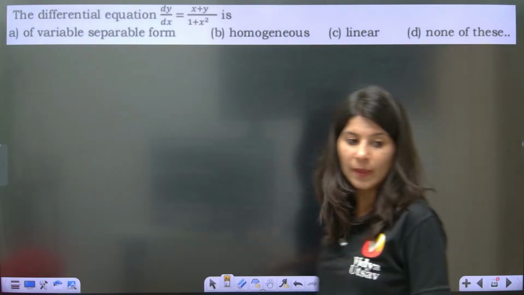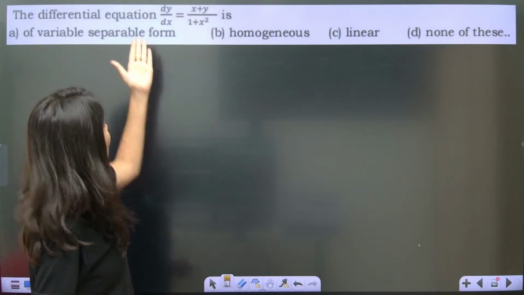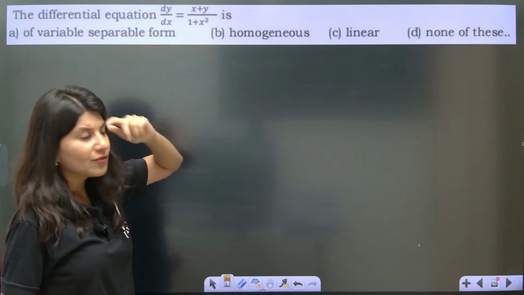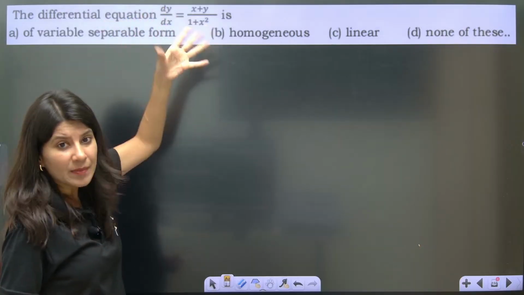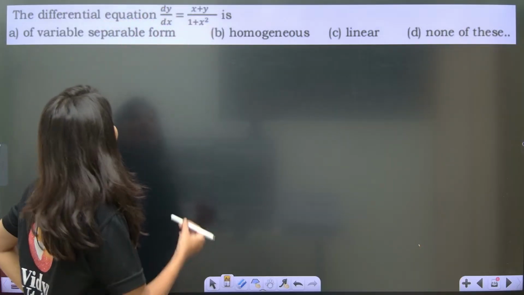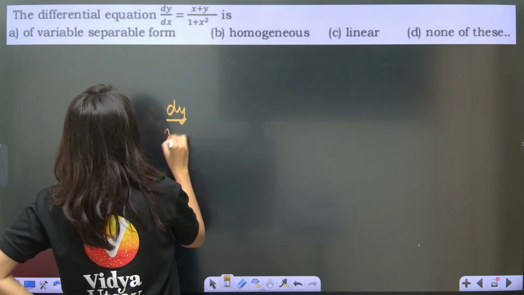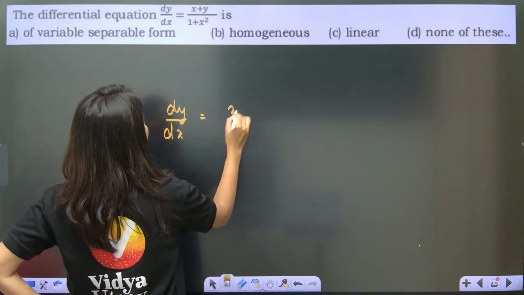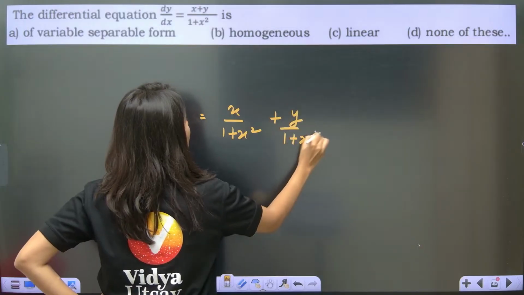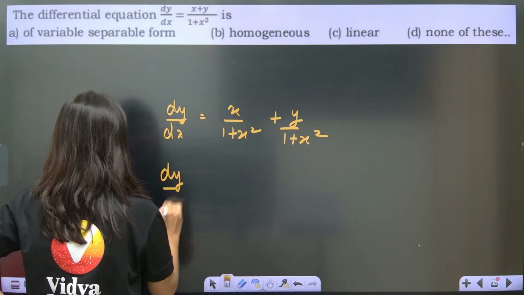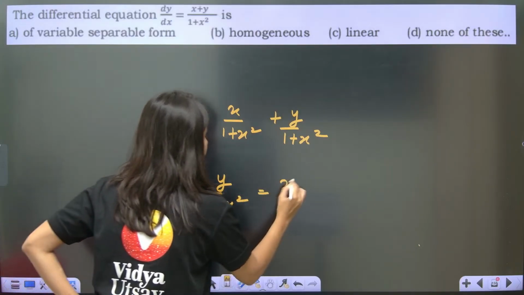Chalo. Now, which form of differential equation is this? First of all, if I try to separate x and y terms, I will fail miserably. I know that. Then ma'am, what to do? So let's do one thing, dy by dx is equal to x upon 1 plus x square plus y upon 1 plus x square. Can I do that? Yes. And if I do dy by dx minus y upon 1 plus x square is equal to x upon 1 plus x square.